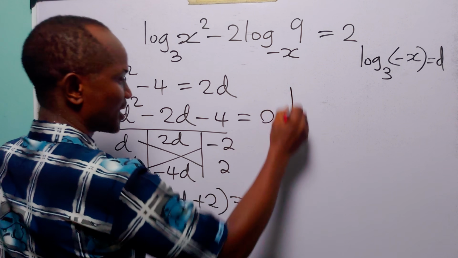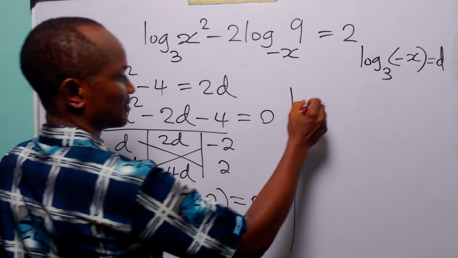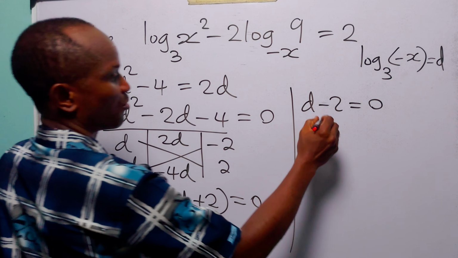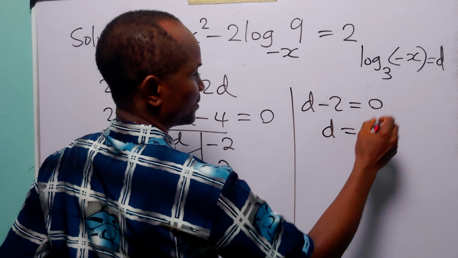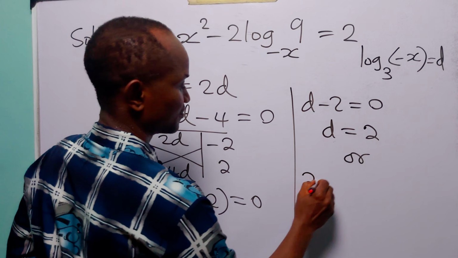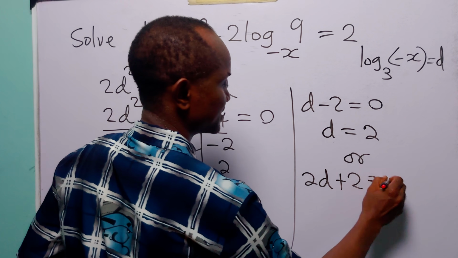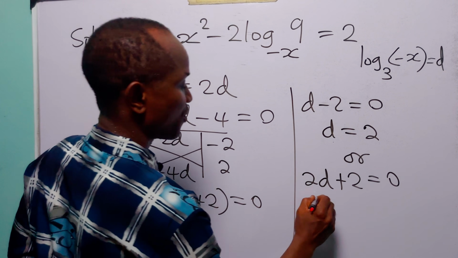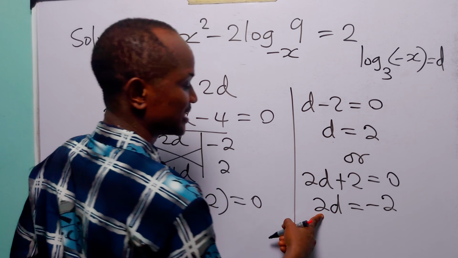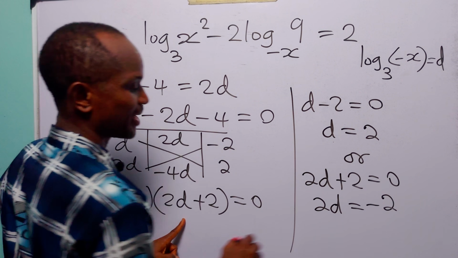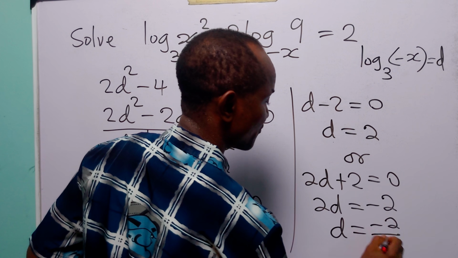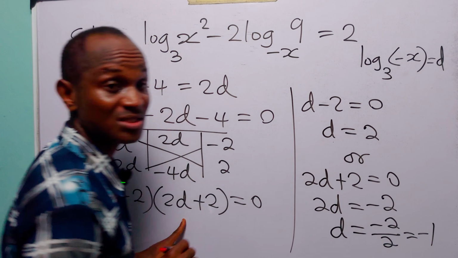Now from here, we have that either d minus 2 is equal to 0, from where d is equal to 2, or 2d plus 2 is equal to 0, from where 2d is equal to minus 2, and dividing both sides of the equation by 2, we have that d is equal to minus 2 over 2, which is minus 1.